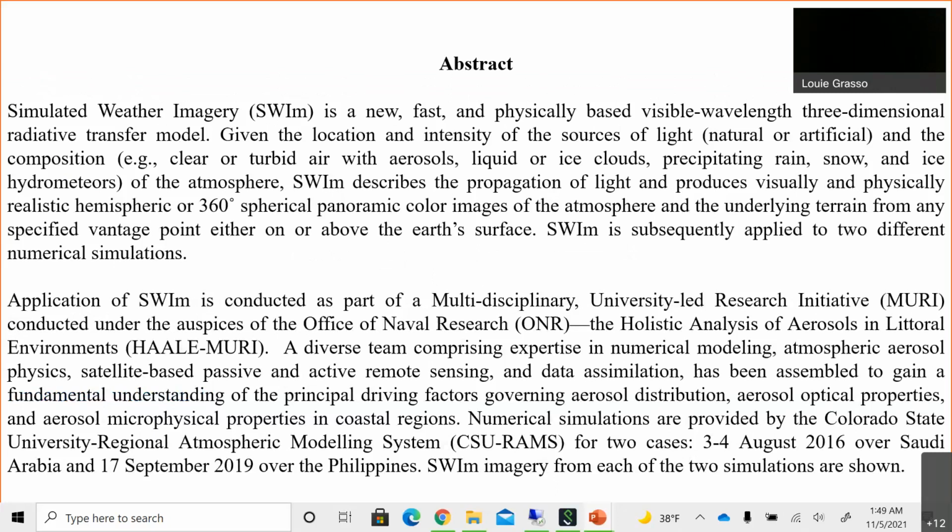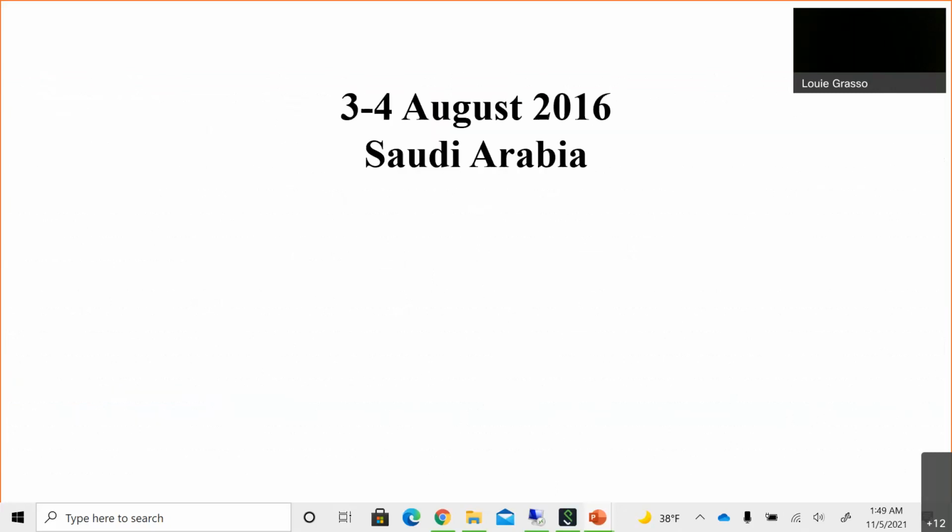Okay, abstract included for completeness. And so we have here the 3-4 August 2016 Saudi Arabia case. This was funded under the MURI project, where a lot of universities got together and focused on a dust event that occurred where one dust plume was identified and another one was not, and that kind of triggered the whole study of dust detection.